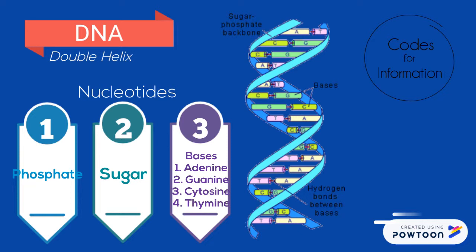So, overall, the double helix of DNA is made up of multiple nucleotides. One nucleotide is made up of phosphate, sugar, and one of the four bases. A pairs with T and C pairs with G, and that's because of the weak hydrogen bonds. And boom, you've got a DNA molecule.